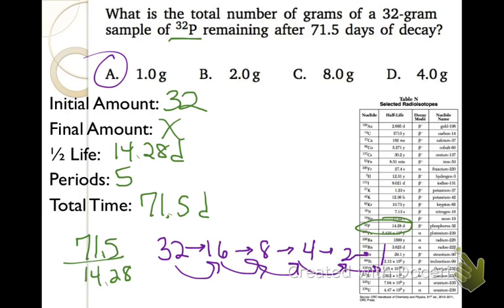Now, most of these were pretty much cookie cutter. They gave us the initial amount, and we had to figure out what the final amount was. Sometimes they'll give us the final amount, and we have to figure out what the initial amount is. Or they'll give us all the other pieces of information, and then we have to figure out what the half-life is. Just use this basic way of answering some of these questions.